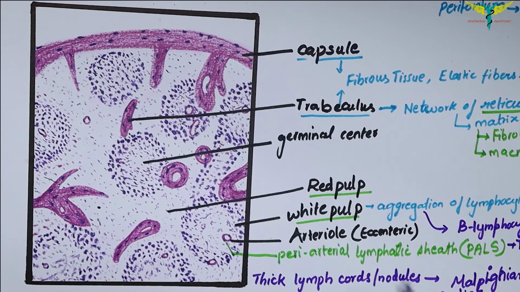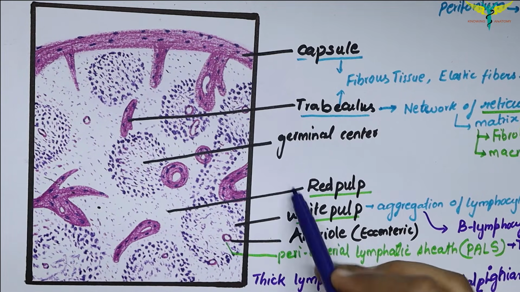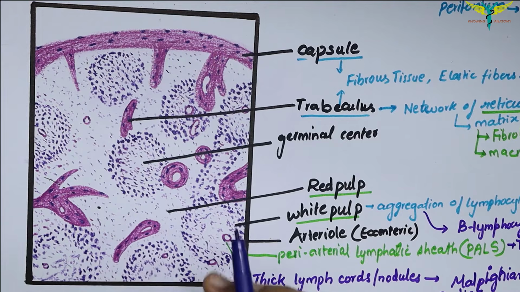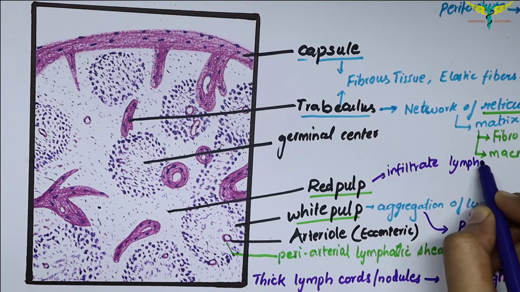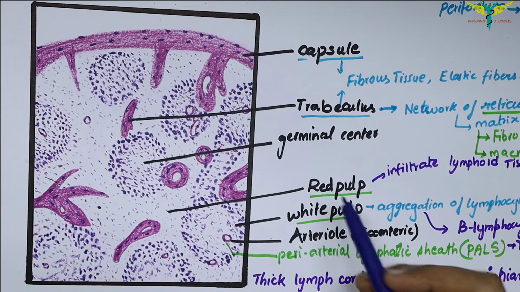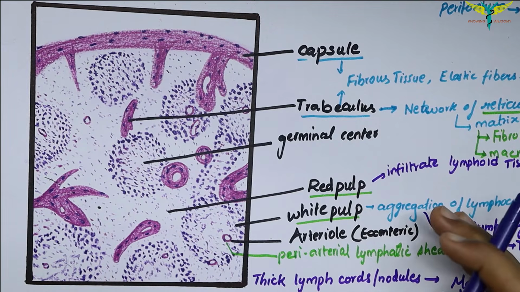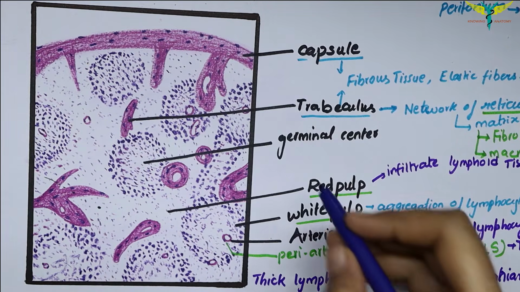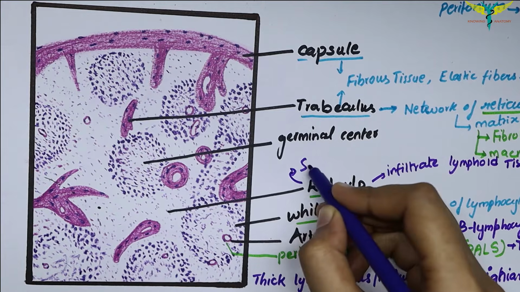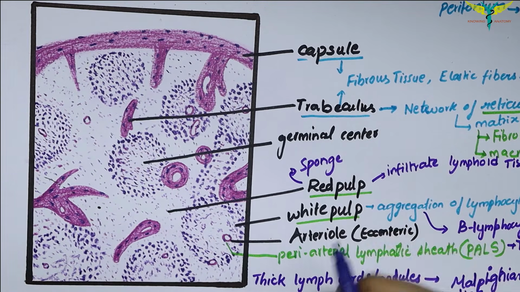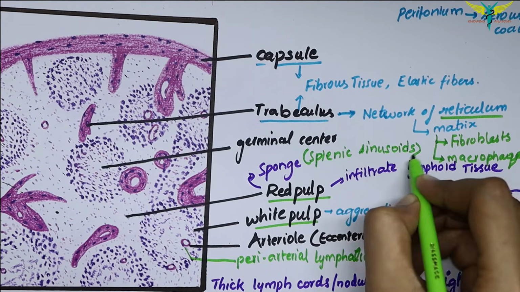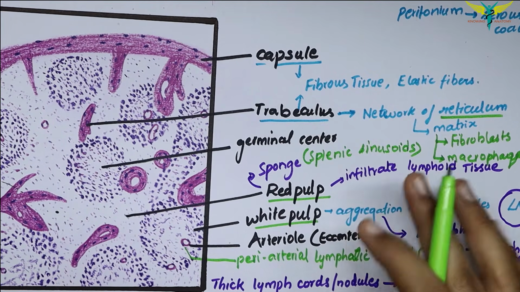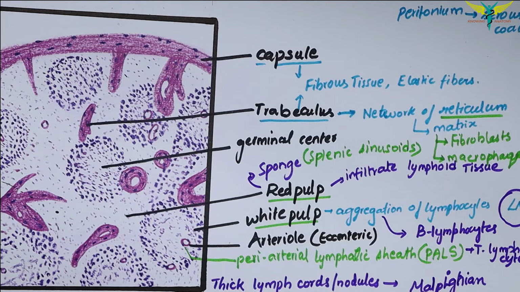And now coming to the red pulp. The red pulp is the modified lymphatic tissue that is infiltrated with all types of cells of the circulating blood. And this red pulp is like a sponge that is permeated by spaces. So it is like a sponge and it has spaces. Those are called the splenic sinusoids. And these splenic sinusoids are lined by the reticular cells.